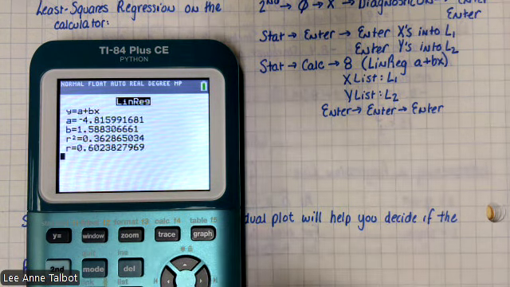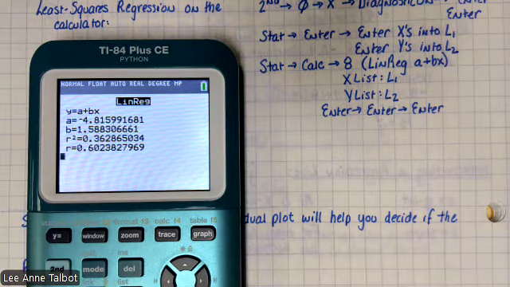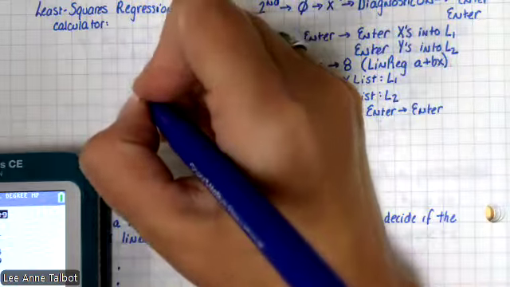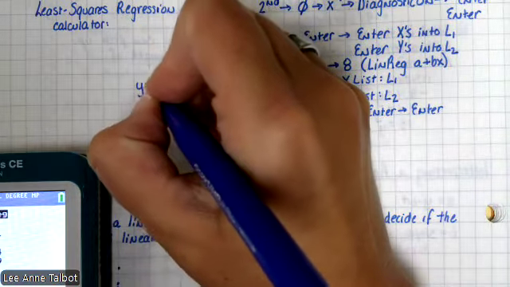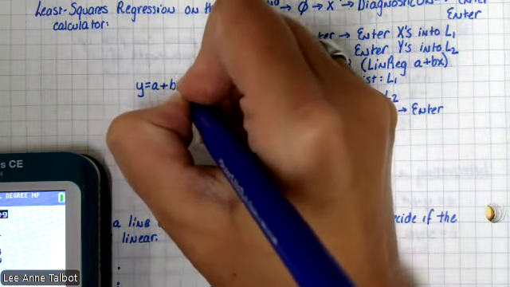What you do, you already know this from your graph, we already wrote it there, but we're going to write it here also. y equals A plus BX.